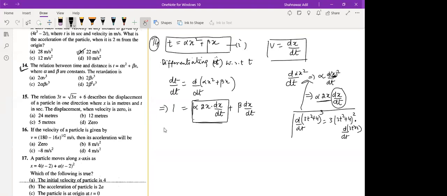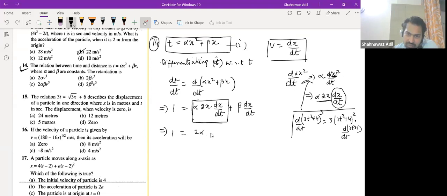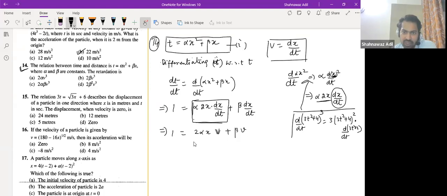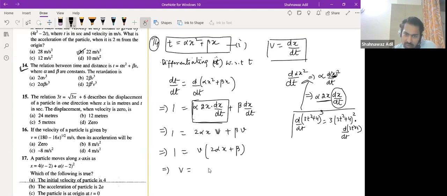Yes, sir. Okay. Then what is dx by dt? I told you dx by dt, right? What is dx by dt? V. So beta v. Then we can take common here. So this is 1 equals 2 alpha v, with v common. So this is 2 alpha x plus beta. Okay. So this v is 1 by 2 alpha x plus beta. This is our v.